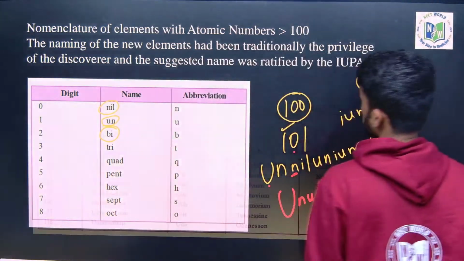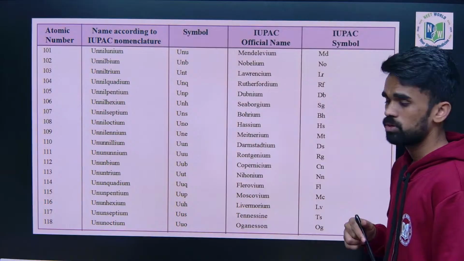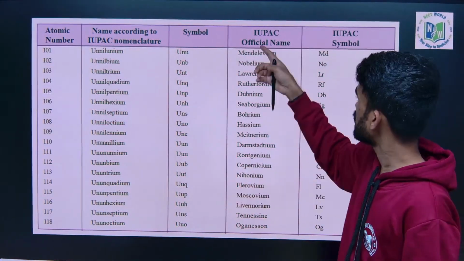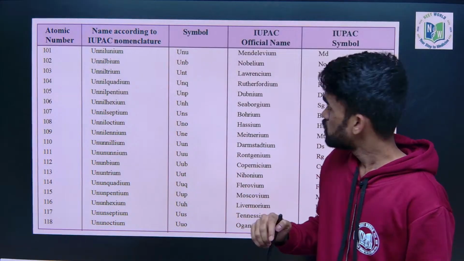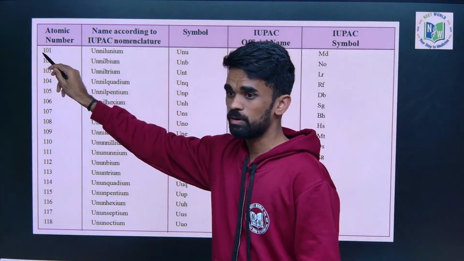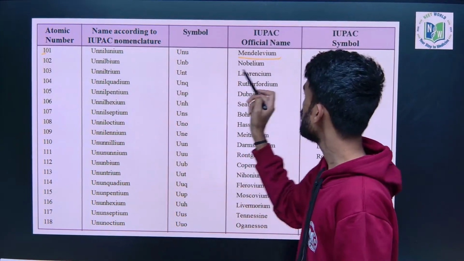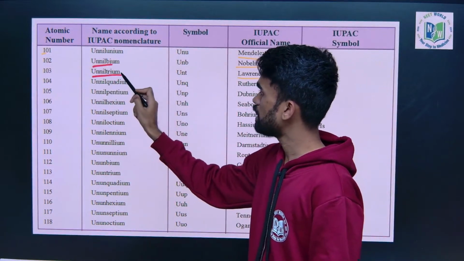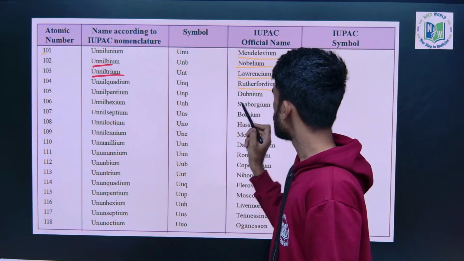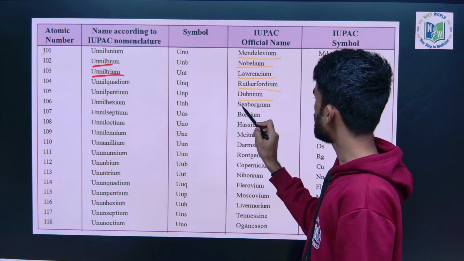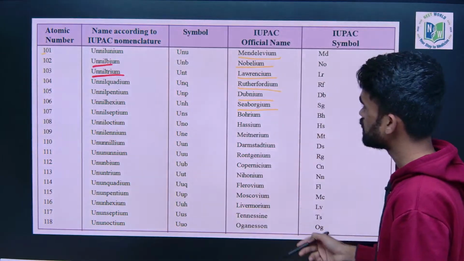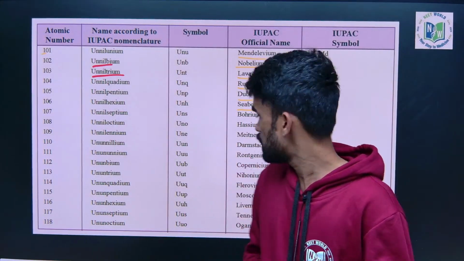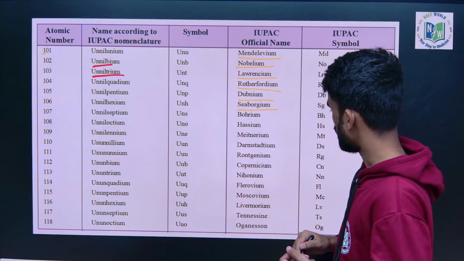Like that. Now in the exam they are going to give you the IUPAC name on this side and the official name on this side, and they will ask you to match them. So Mendelevium, what is the atomic number? 101. So it should be Unnilunium. Nobelium, Unnilnilium. Next Lawrencium, 103, Unniltrium. Next Rutherfordium, 104, Unnilquadium, then Dubnium, 105. Next Seaborgium, that is 106. These names come from scientists or from some places, like Californium.